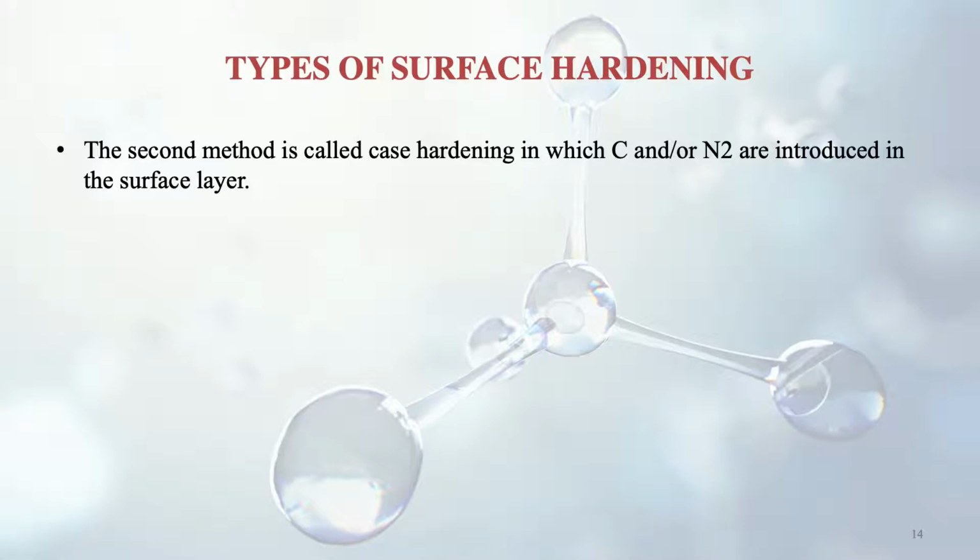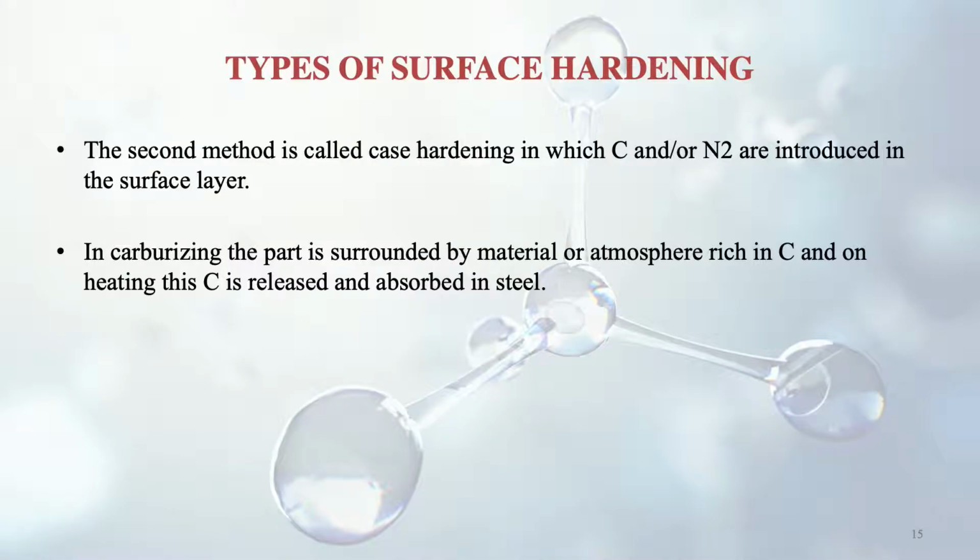Now we discuss the second method, which we have discussed a little earlier also: case hardening, when carbon and nitrogen are introduced in the surface layer. This is the second method, where foreign elements come in. In carburizing, the part is surrounded by material or atmosphere which is rich in carbon. That's why its name is carburizing, because we are giving a carbon atmosphere. On heating, this carbon will be released and absorbed in the steel, and that's why we get hardness.